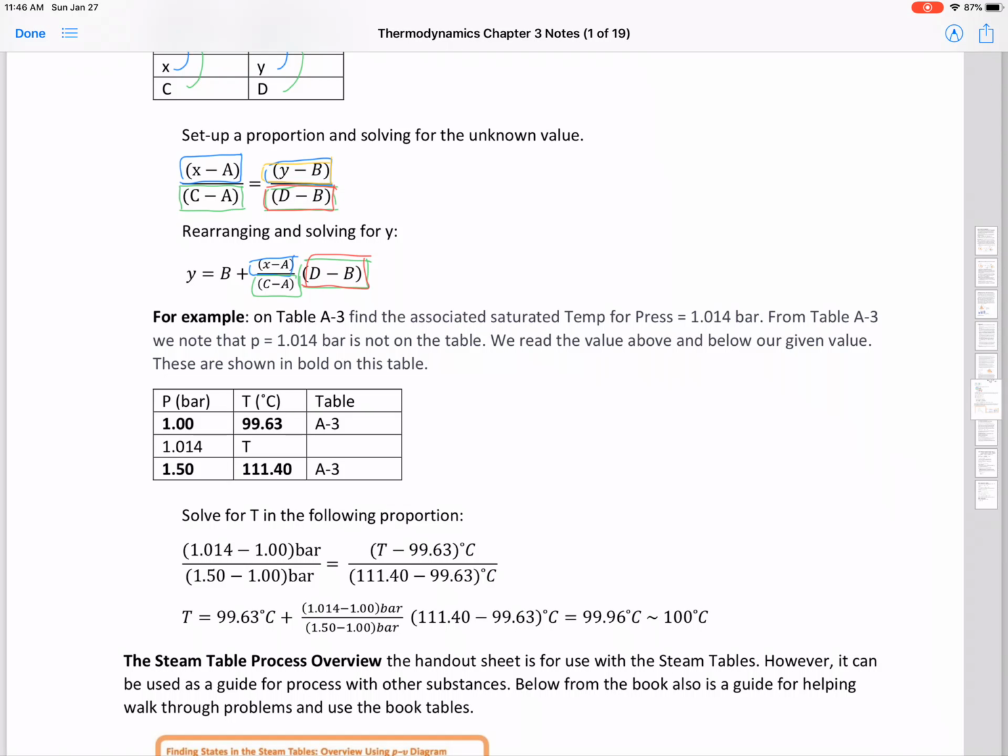So setting up my relationship here and then solving for the unknown T gives me this equation, and I end up with 99.96 degrees Celsius, which is approximately 100 degrees Celsius. But that is what we're trying to do with linear interpolation.